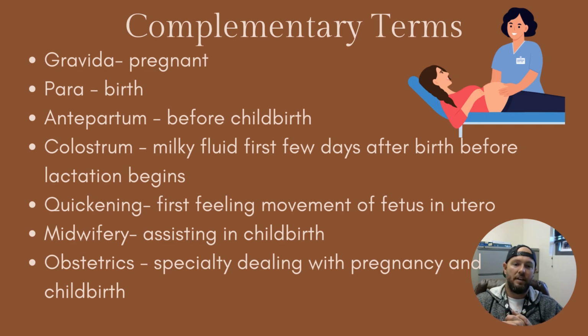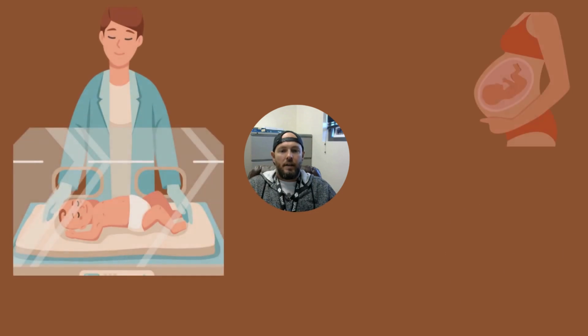Quickening is the first feeling of movement of the fetus in utero by the mother. So when the mother can feel the baby moving, typically around week 20. Midwifery, or a midwife, is someone who assists in childbirth. Obstetrics is a medical specialty dealing with pregnancy and childbirth and the care of the mother shortly after birth of the child. All right, good job.